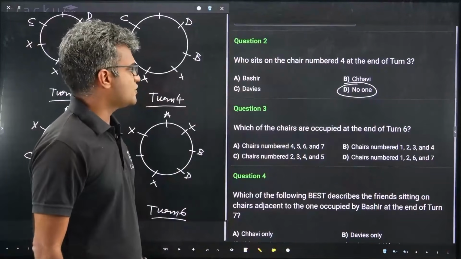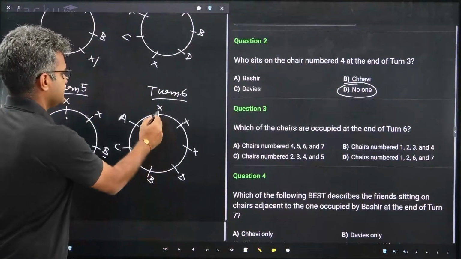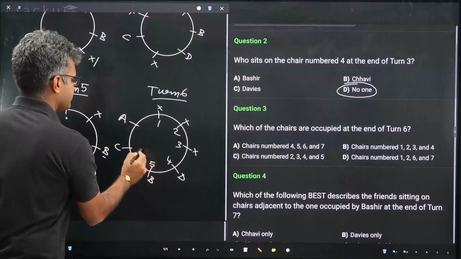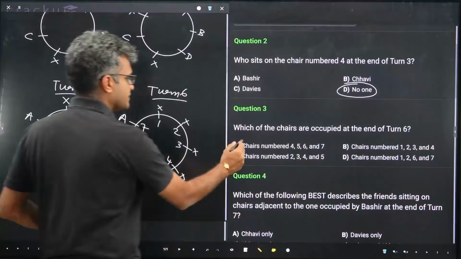Which of the chairs was occupied at the end of turn 6? This is turn 6. This is 1, 2, 3, 4, 5, 6 and 7. So chairs number 4, 5, 6, 7 were occupied, which is option A.